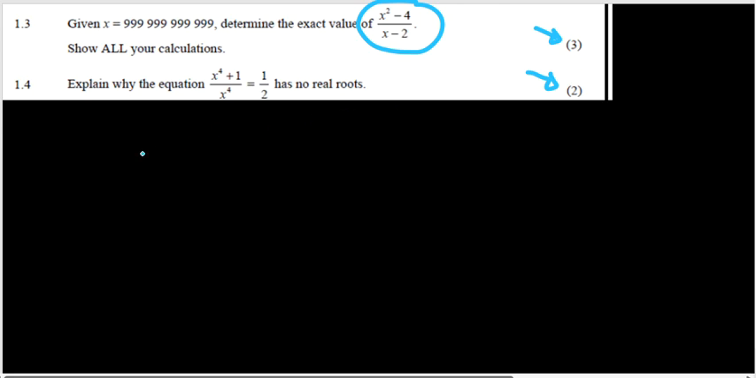Now let us look at the question. Explain why the equation x squared plus 1 over x to the power 4, that is, (x to the power 4 plus 1) divided by x to the power 4, equals 1 over 2, has no real root. Okay, what does that mean? It means that we are trying to prove that this equation cannot exist for the given values of x.